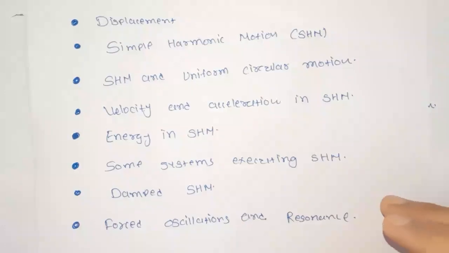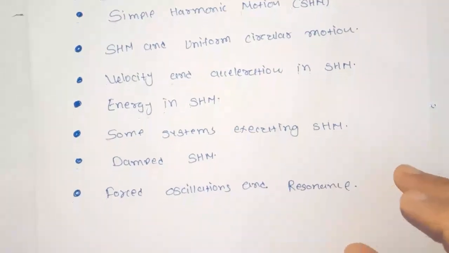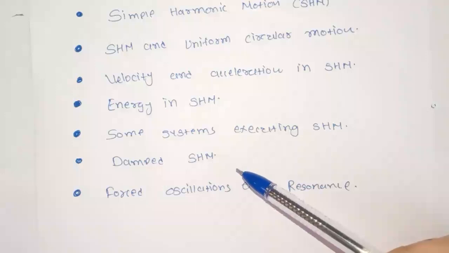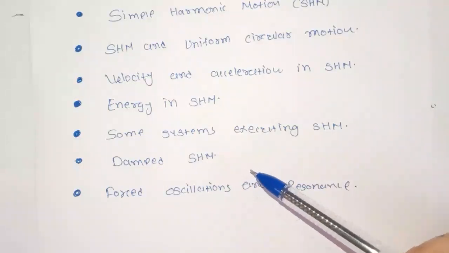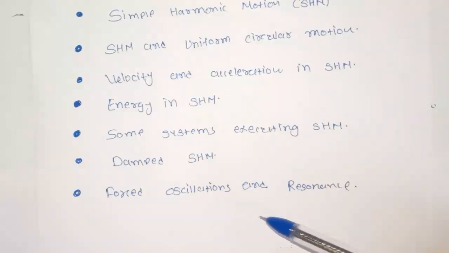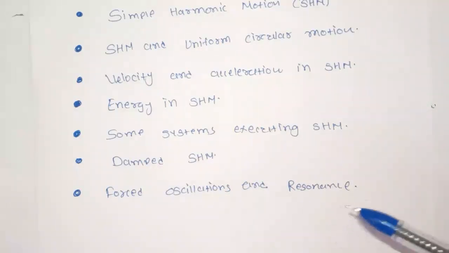Then we will see the two types of oscillation, that are damped oscillation and undamped oscillation. The damped oscillations are the practical oscillations, which include all the resistive forces. And then the types of damped oscillation, that will be forced oscillation and resonance condition. So now let us begin.